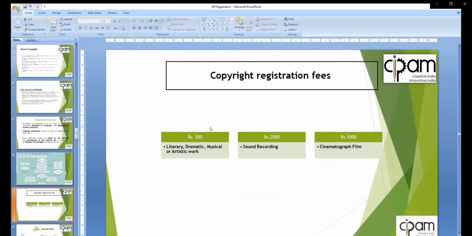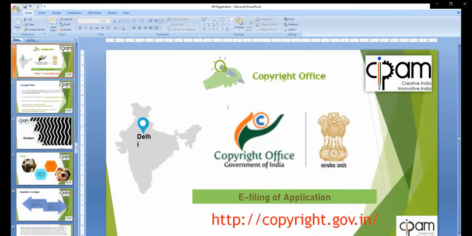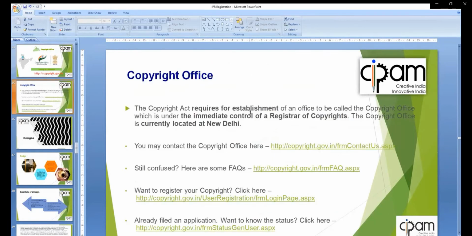5000 for cinematographic film. So this is the copyright website. This is copyright.gov.in under DPIIT. You can directly proceed here and file your own application with the sets of forms and prerequisite fee, or an attorney or an agent can do it on your behalf if you are not much confident of this. But the copyright office is located in Delhi, and it is under the DPIIT.